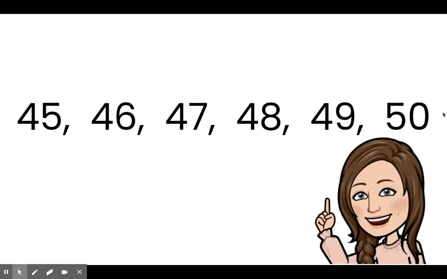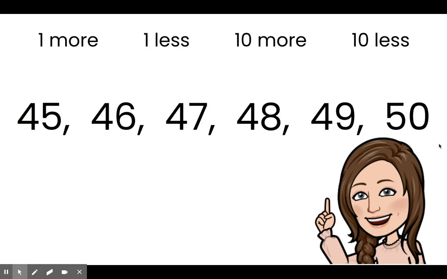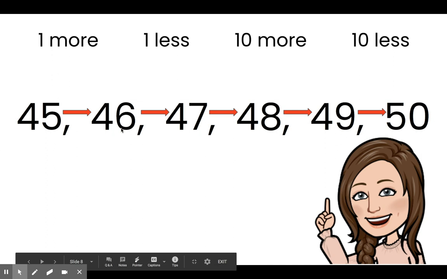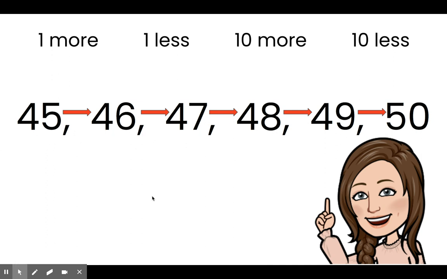Here's a number pattern. Let's look closely at this pattern. 45, 46, 47, 48, 49, 50. Can you identify which rule we're using to make this pattern complete? Each time we say a new number, are we adding one more, taking away to make it one less, adding 10 more, or taking it away so we have 10 less? Look closely at our pattern. How are our numbers changing? Which place value is changing?